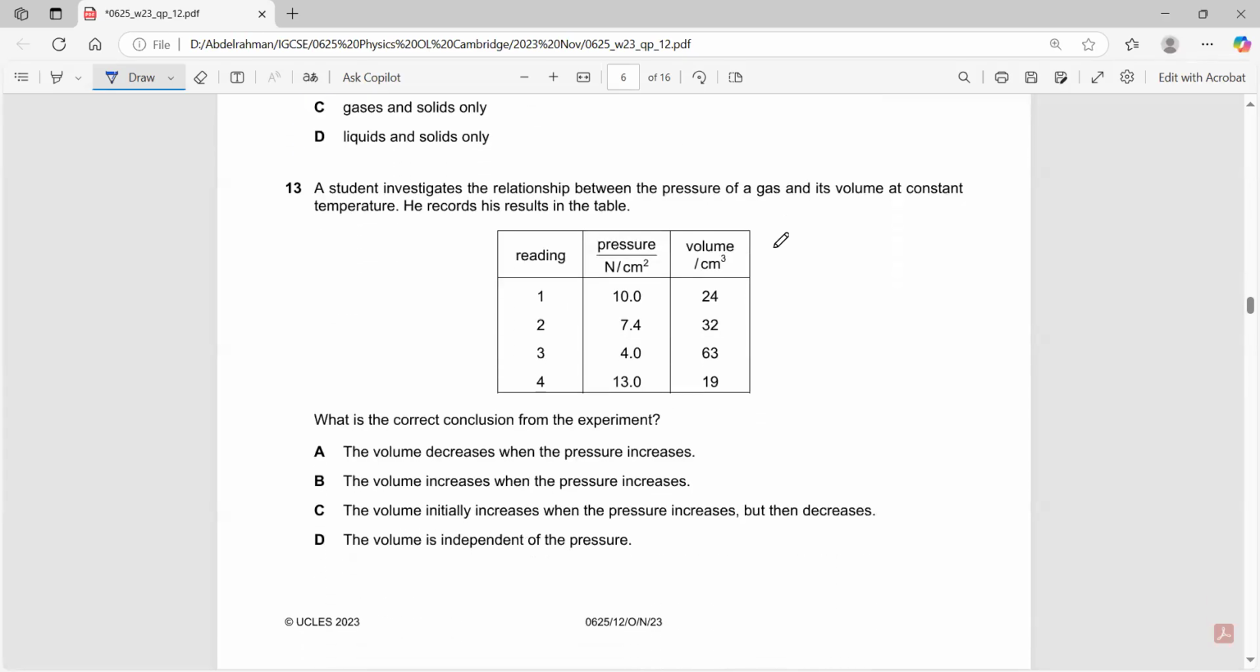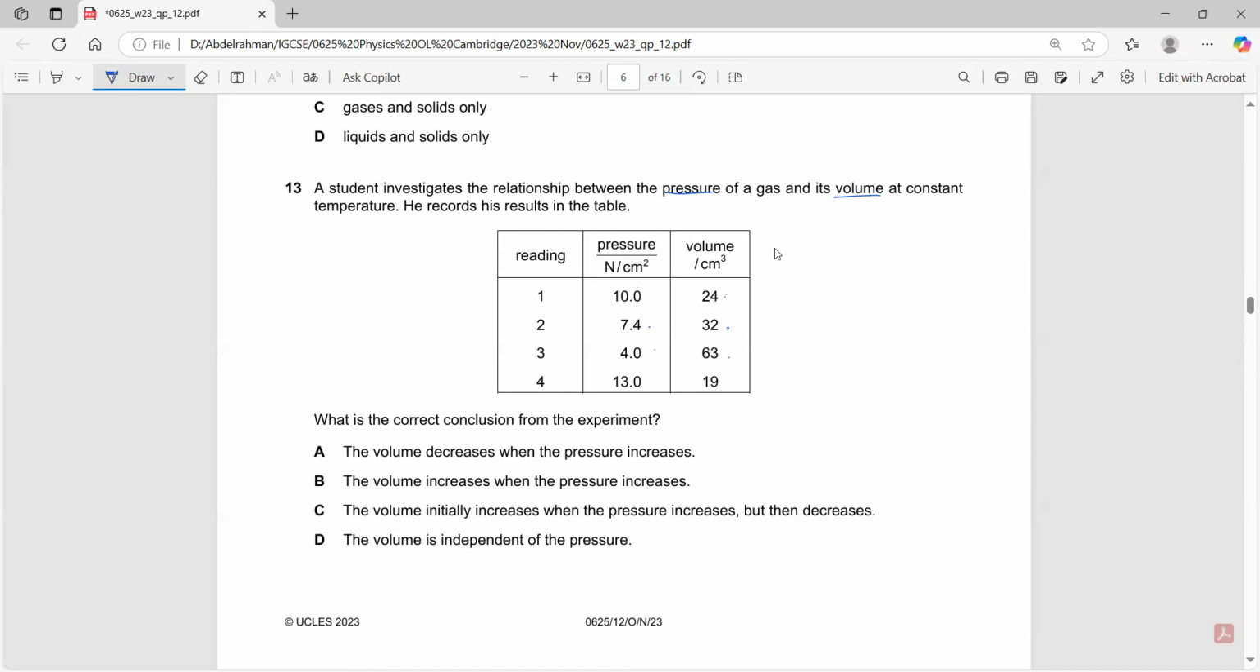Question 13. A student investigates the relationship between the pressure of a gas and its volume at constant temperature. So how does the pressure behave with the volume? As the volume decreases, what's happening to the pressure? Is the volume decreasing constantly? No, it's not decreasing constantly. But you can take a look at, for example, when it was 24, pressure was 10. When the volume increased to 32, the pressure decreased, right? When the volume increased even more, the pressure decreased even more.